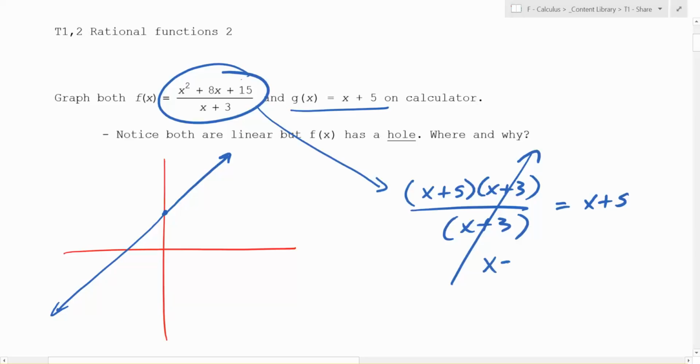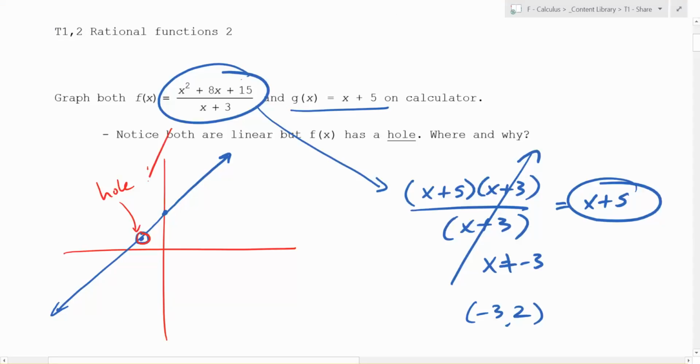Well, you still can't plug in -3, right? So you go over to -3, plug -3 in here, what do you get? What's -3 plus 5? 2. So where do I put the dot for the hole? -3 comma 2. So what is actually right there? There's a little hole. So if there's a little dot here, there is a hole right there for that function.